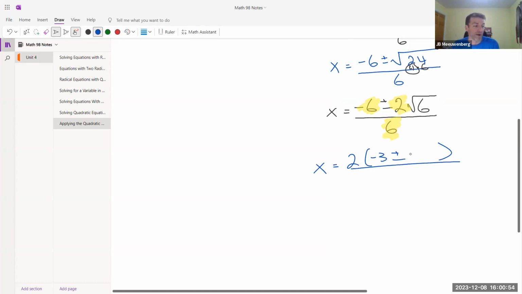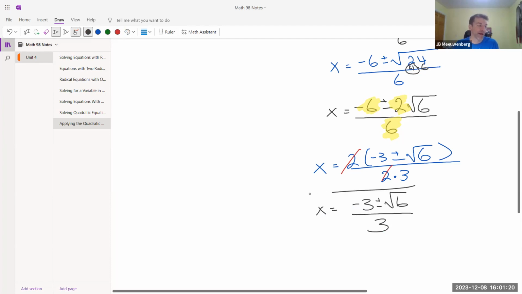This is just a 1 now, and I don't even need to write it. I'm just going to put it as the square root of 6, because I could redistribute this 2 and still have what I had on top. On the bottom, I'm going to re-separate it into 2 times 3, just so I can then see that the 2's cancel. And what we're left with is x equals -3 plus or minus the square root of 6 all over 3. This is the simplest format.